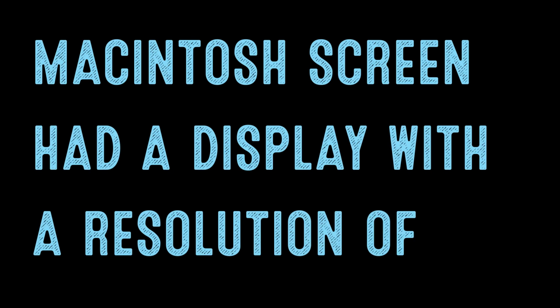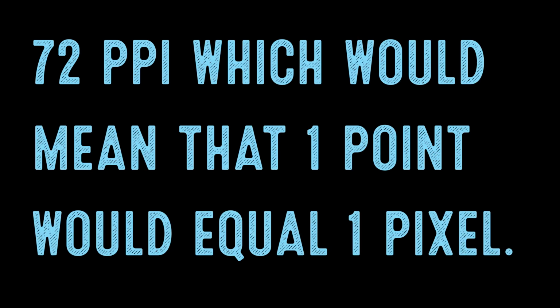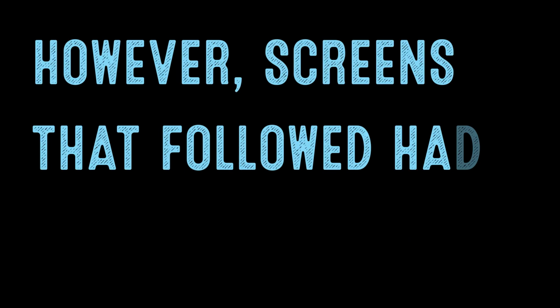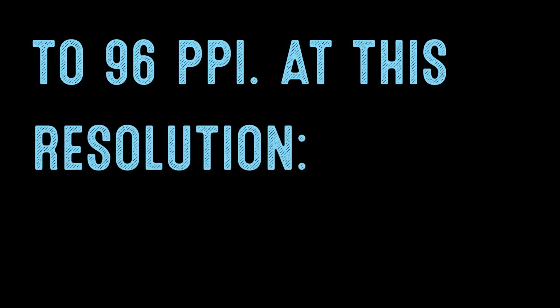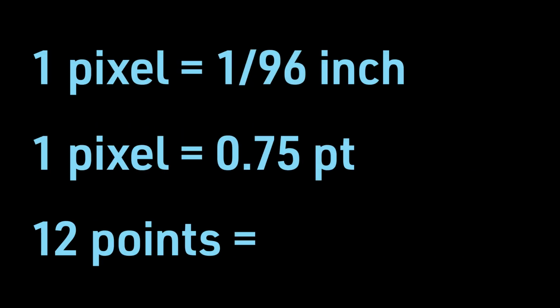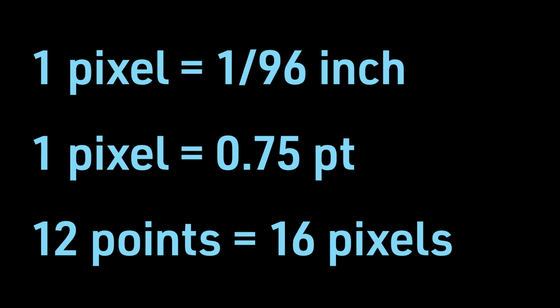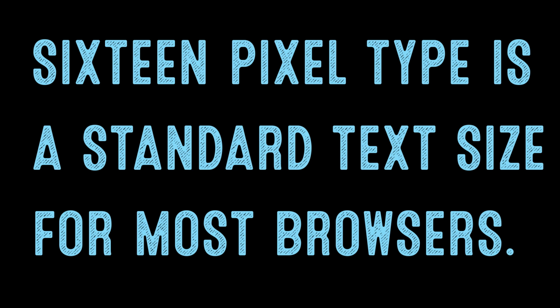The earliest Macintosh screen had a display with a resolution of 72 ppi, which would mean that 1 point would equal 1 pixel. However, screens that followed had a resolution closer to 96 ppi. At this resolution, 1 pixel equals 1/96th of an inch, 1 pixel equals 0.75 points, or 12 points would equal 16 pixels. 16 pixel type is a standard text size for most browsers.